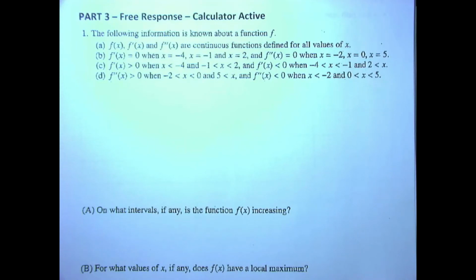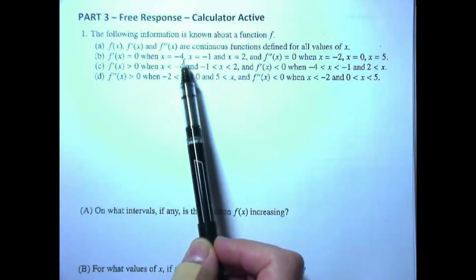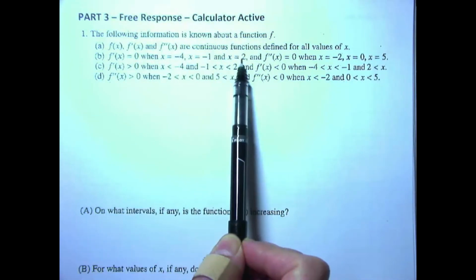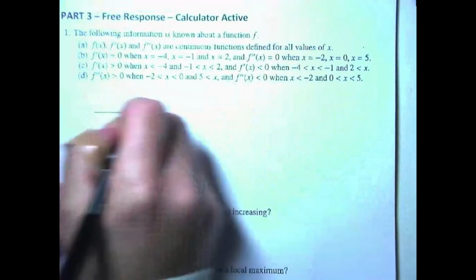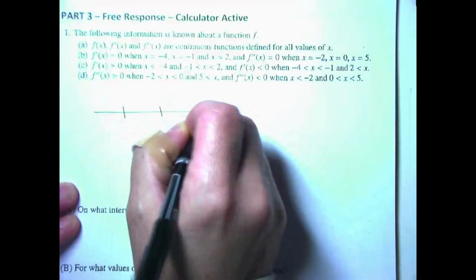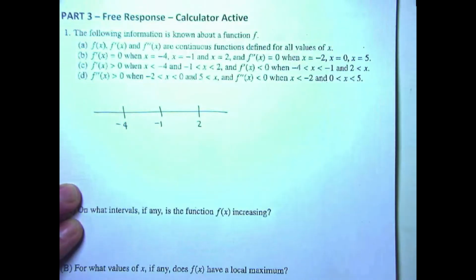All right, part B gives me all of the values where both the first and second derivatives are equal to 0. Hence, it gives me the critical points and the potential inflection points, right? So let's just deal with intervals of increase and decrease and min-max values first. So we're just dealing with the first derivative right now. The first derivative is equal to 0 when x is equal to negative 4, negative 1, and 2, right? If you want to, go ahead and plot that. Negative 4, negative 1, and 2. So those are my critical points.